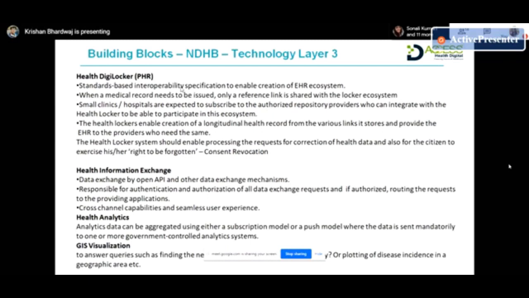The other control they are talking about is that whenever they want to do a correction of the health data, there should be a way of sending the request to the providers for the same. Now, this has clinical consequences also, because the patient will be able to send the request to the provider to correct my data, but this is the way it is written in the NDHB.